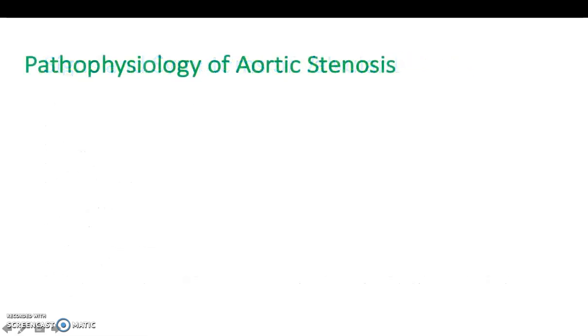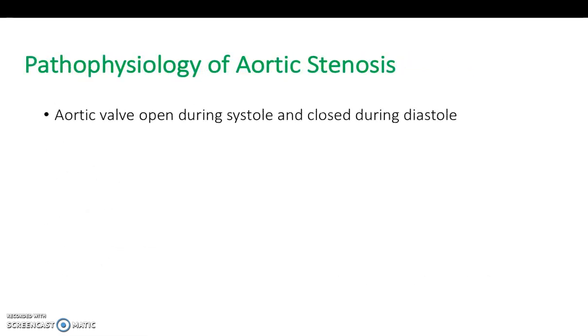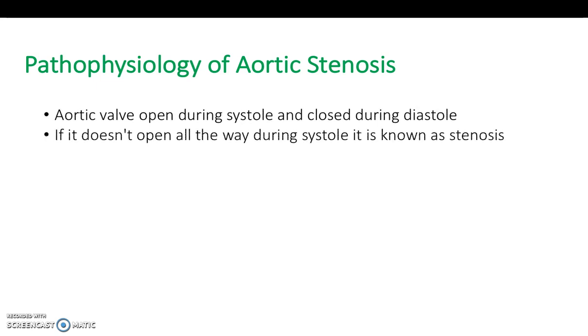Okay, so pathophysiology of aortic stenosis. The aortic valve is open during systole and closed during diastole normally. So if it doesn't open all the way during systole, it's known as stenosis. Aortic stenosis is usually caused by fibrosis that can cause fusion of the cusps, known as commissural fusion. Fusion or fibrosis of the valve means that it can't open properly, and this can be caused by a number of reasons. Mechanical stress over time can cause fibrosis and calcification, which hardens the valve and makes it more difficult to open completely, and this type usually shows up in late adulthood in patients over 60.